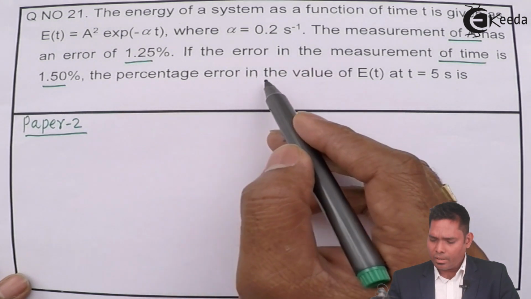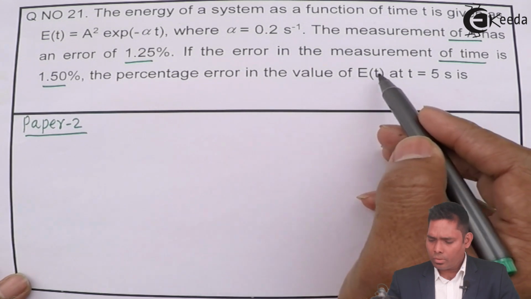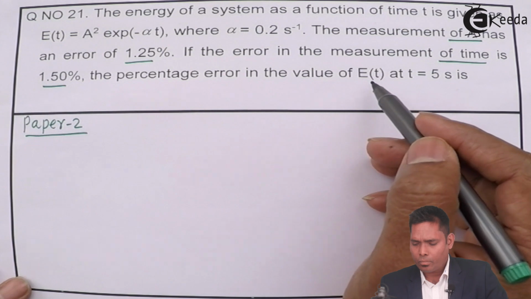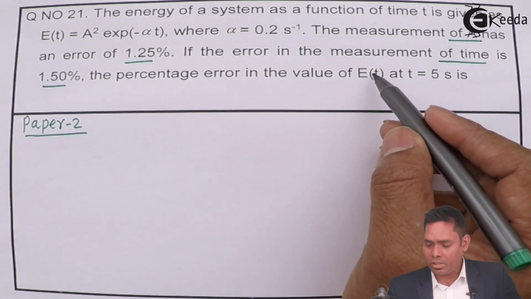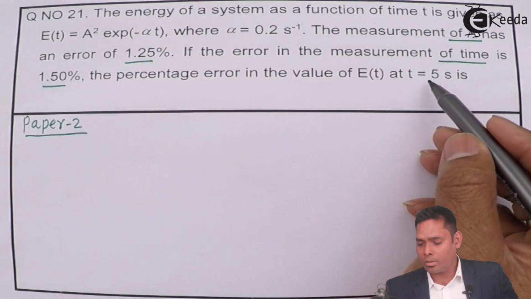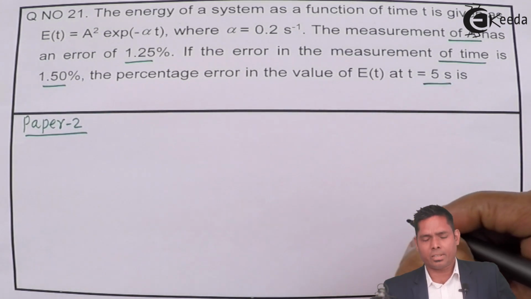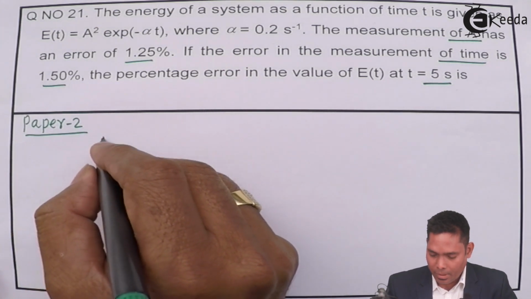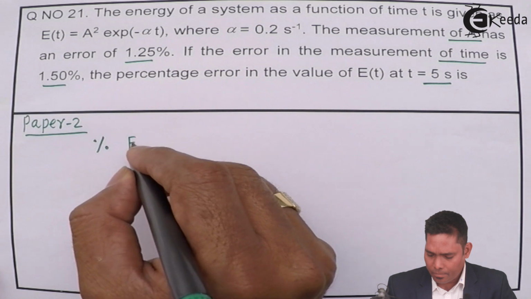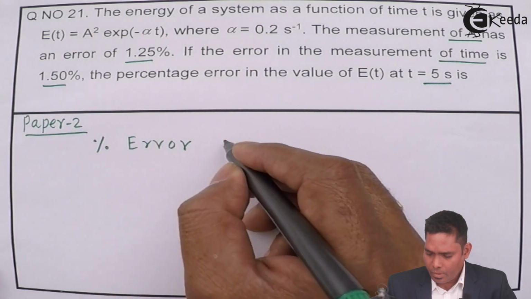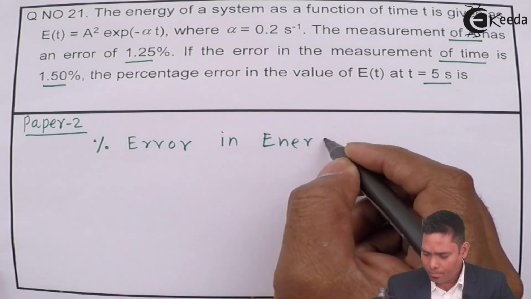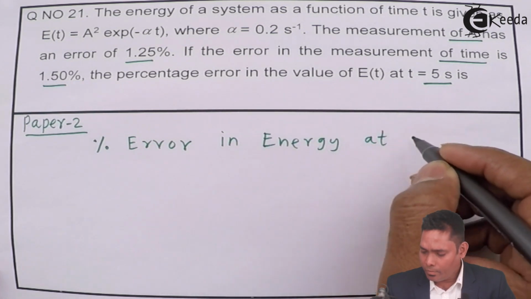The percentage error in the value of E of t, that is the energy as a function of time, after 5 seconds. What is the error at 5 seconds? So the aim is to find the percentage error in energy at 5 seconds.